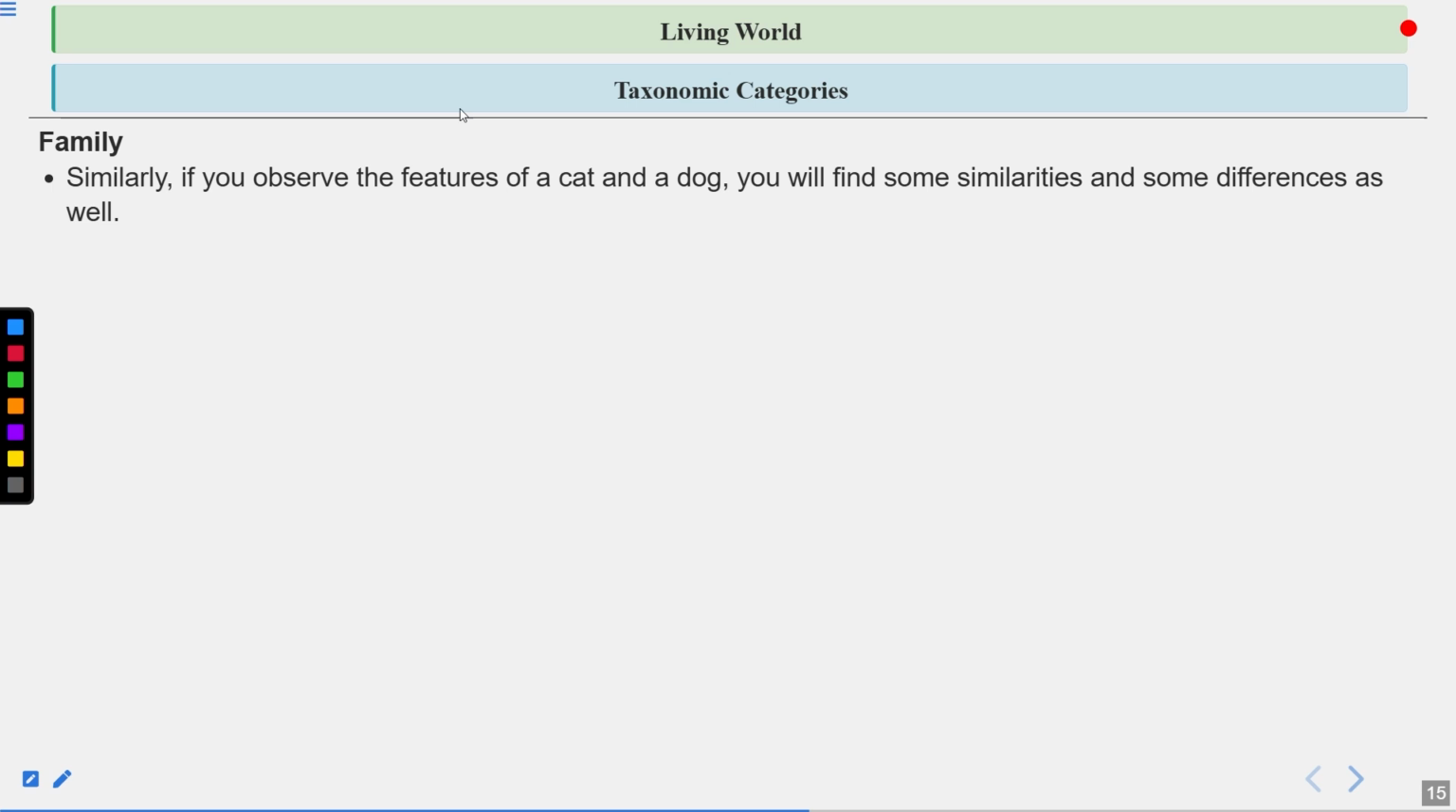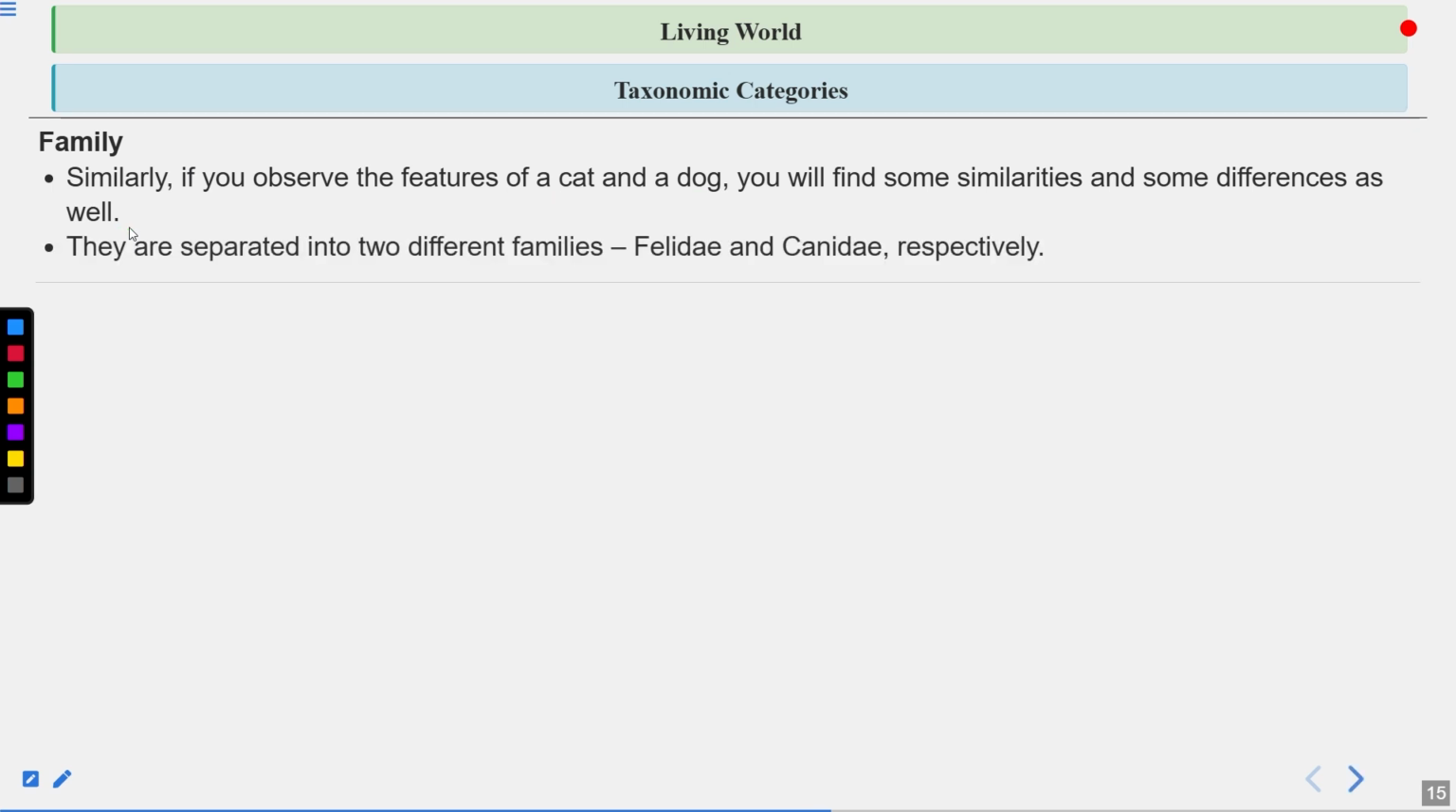Similarly, if you observe the features of a cat and a dog, you will find some similarities and some differences as well. They are separated into two different families, Felidae and Canidae, respectively. So Felidae is for cats, and Canidae is for dogs.